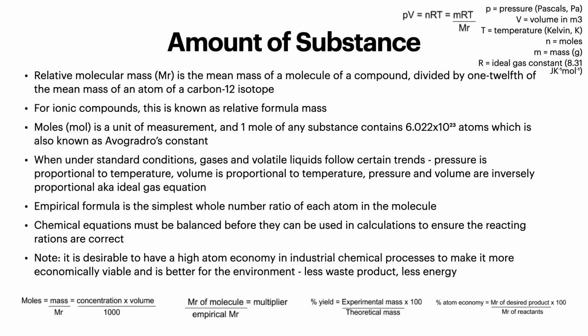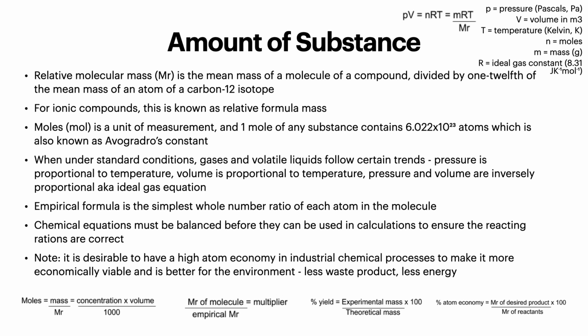So empirical formula is the simplest whole number ratio of each atom in the molecule. Chemical equations must be balanced before they can be used in calculations to ensure the reacting ratios are correct. Note, it is desirable to have a high atom economy in industrial chemical processes to make it more economically viable and is better for the environment. So less waste product, less energy.